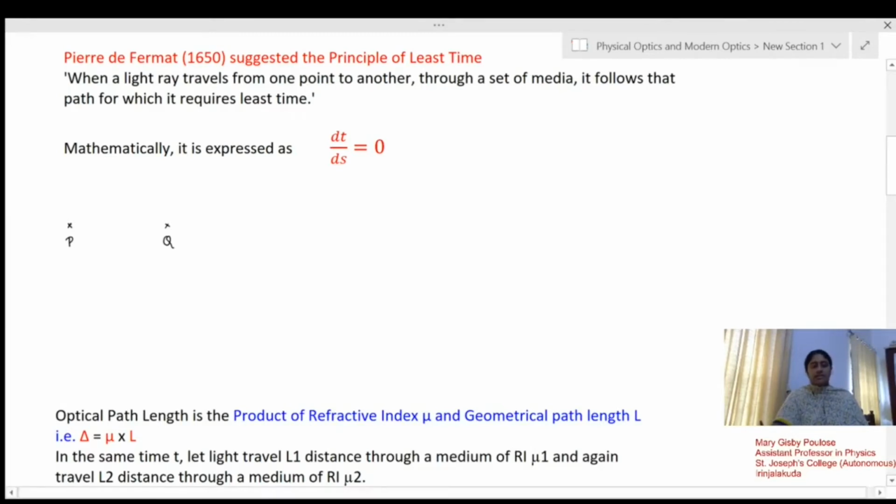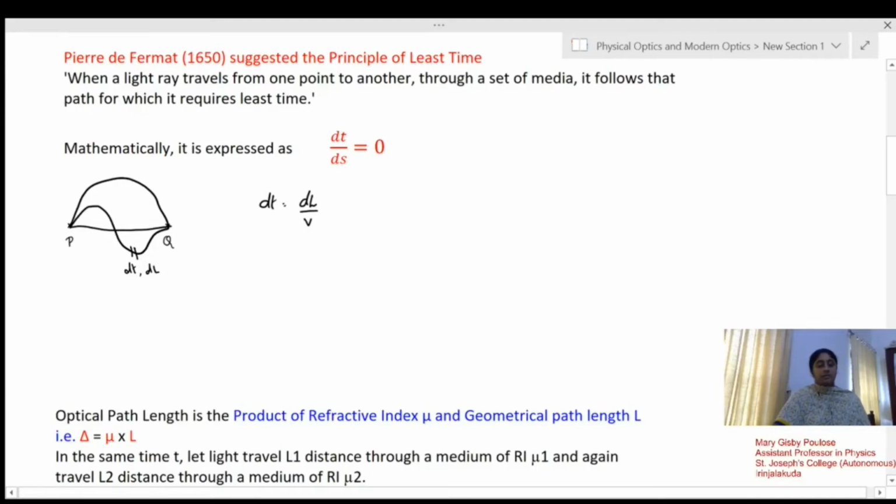So let us assume 2 points P and Q. Light can travel from P to Q in this manner, or it can choose the path like this, or it can choose a path like this. It has different possibilities. Let me assume a small infinitesimal time interval dt, for which it travels a distance dl. Hence, I can write the infinitesimal time taken to travel dl distance as dt is equal to dl divided by v, which is the velocity of light in that medium.